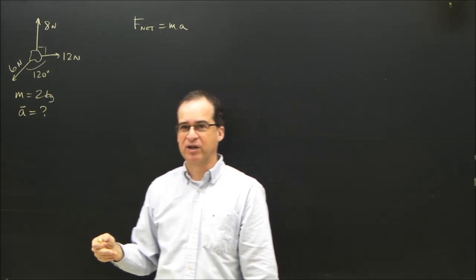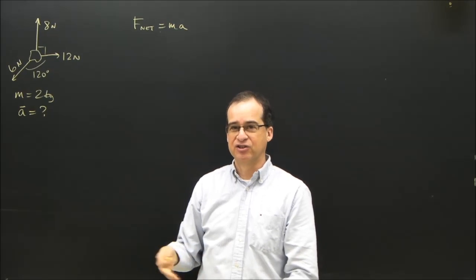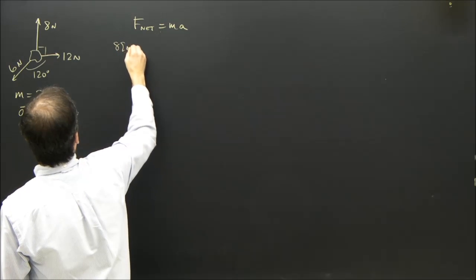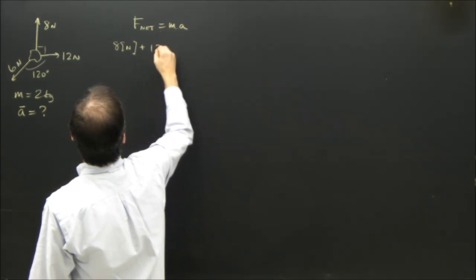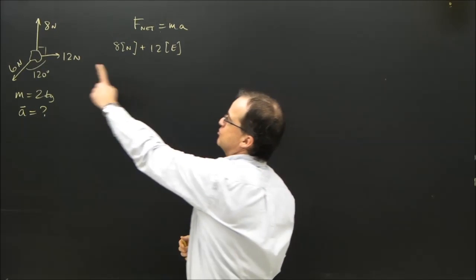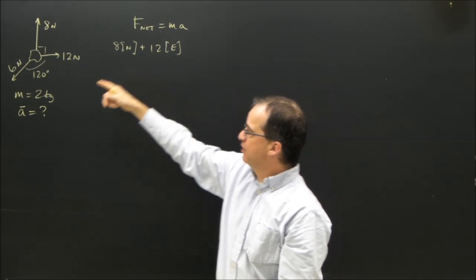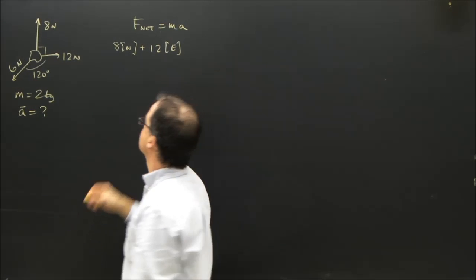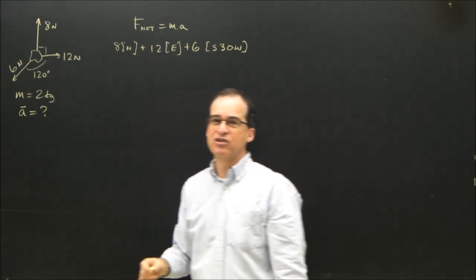So I'm going to go through that part quickly. If you don't understand how I'm adding these vectors up, look at our vectors videos, and it'll show you how to add vectors. But basically, we're going to say 8 north, plus 12 east. I'm going to leave the units out of the equation because I don't want so many letters. For this one here, if it's 120, then that would be 90 here, which would make this 30 on this side. So we'll say south 30 west. So plus 6 south 30 west. So there are the three vectors I'm going to add.